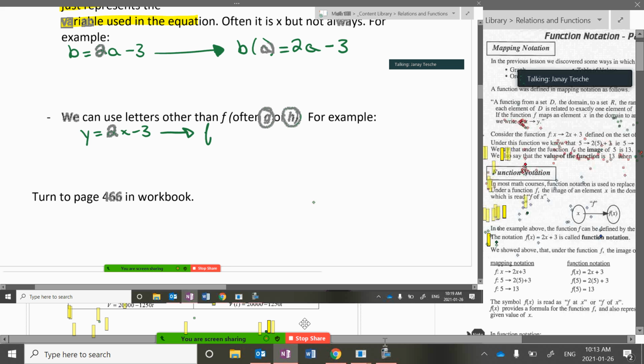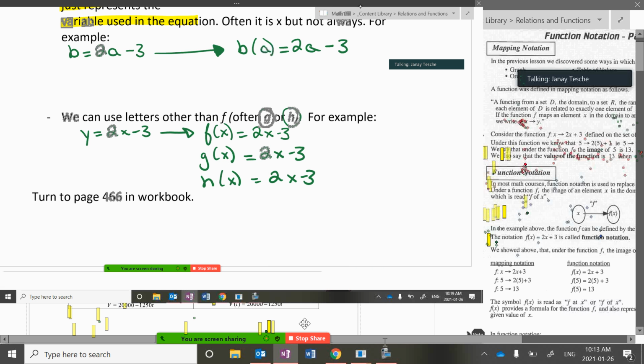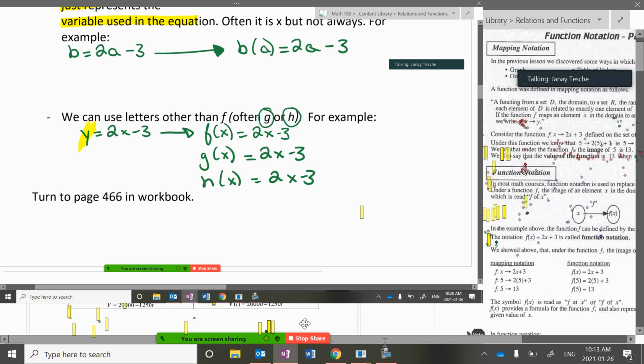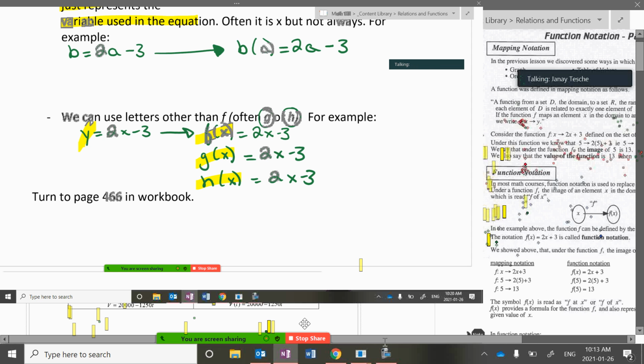In function notation, that might be f of x equals 2x minus 3. Or it could be g of x is equal to 2x minus 3. Or h of x is equal to 2x minus 3. All of those mean the exact same thing. Instead of writing y, we just change the initial part. And we'll go through some examples to explain why. But that's it. All you're doing is changing your y to this different way.